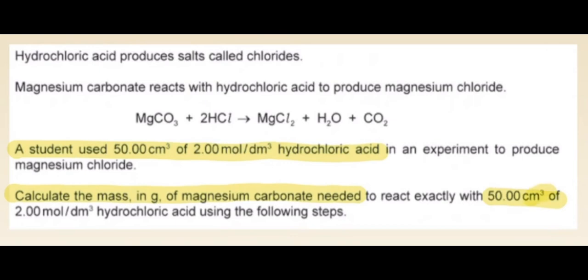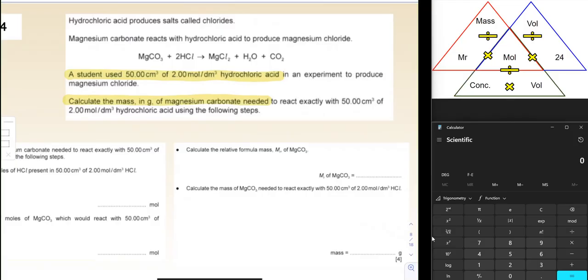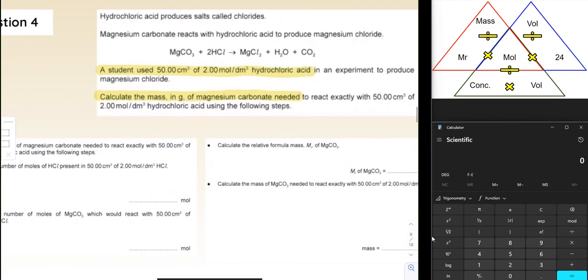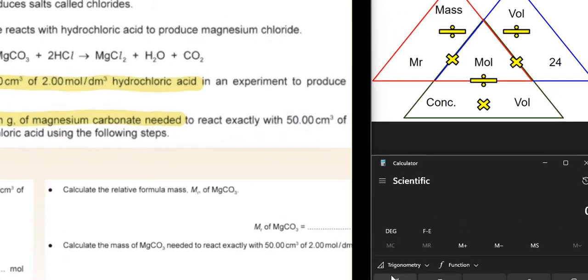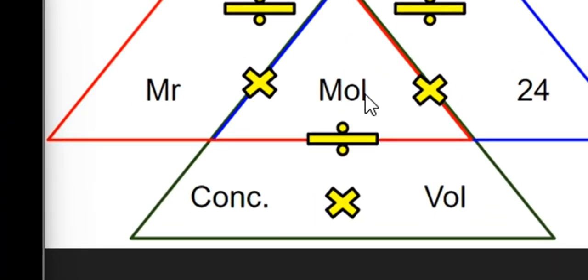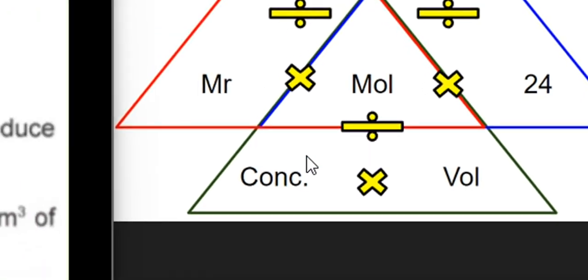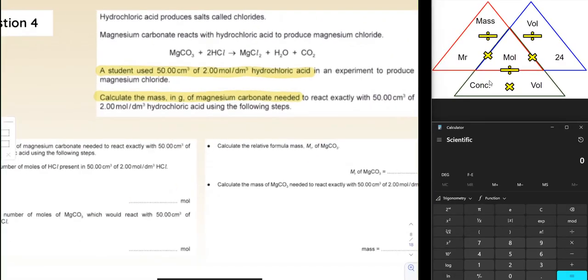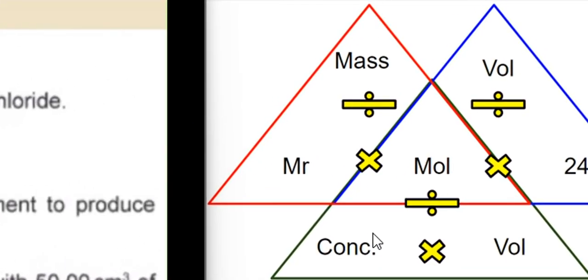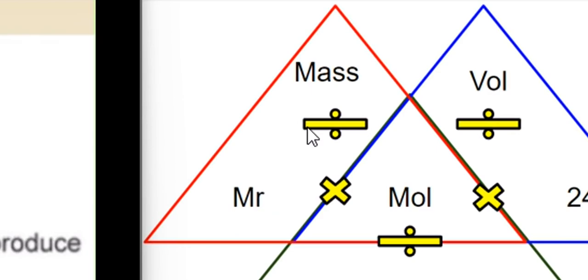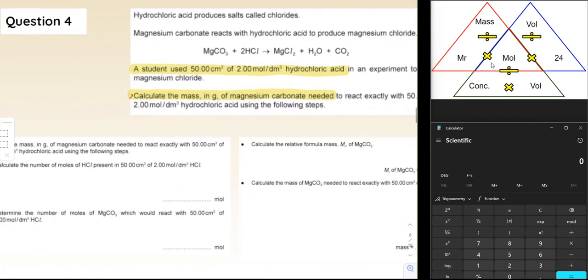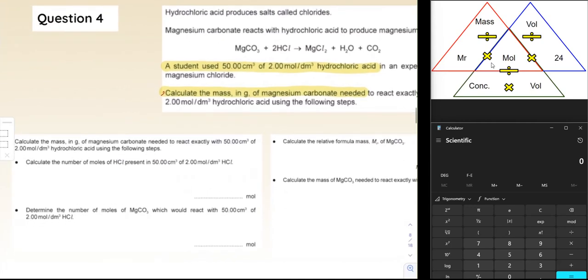So we're going to need to do our table method. We know that we have 50 centimeters cubed, so we are in this aqueous triangle here because we've got 50 centimeters cubed of hydrochloric acid, and all acids are aqueous solutions. We also see that it says calculate the mass here. So because it says mass in grams, we must be in the red magic triangle up here. So let's jump in and do our table.